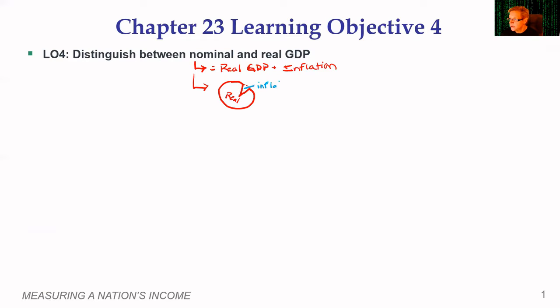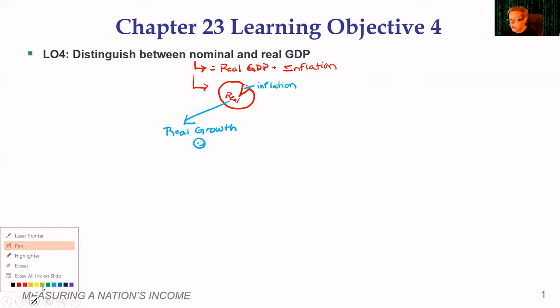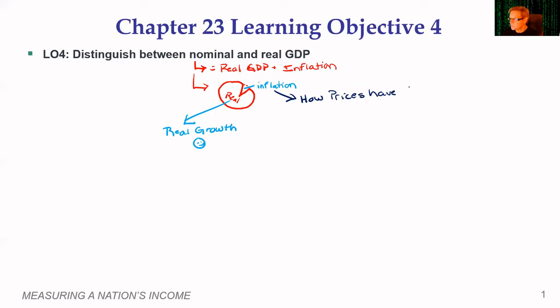What we're going to learn to do in this lesson is we're going to parse out the real, and we're going to take a look at that in terms of real growth. And this would be growth that is actually an increase in output for the economy. And so this would be good growth, okay? Then what we're going to do is to look at the remainder of this and to make some judgments about how prices have changed. Okay, that's going to be the inflationary point.